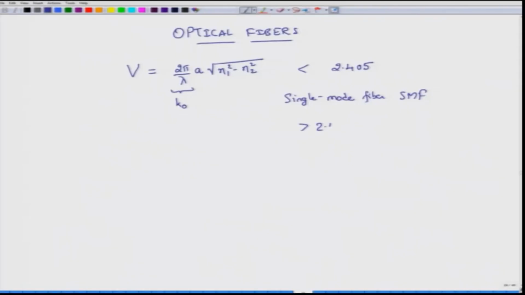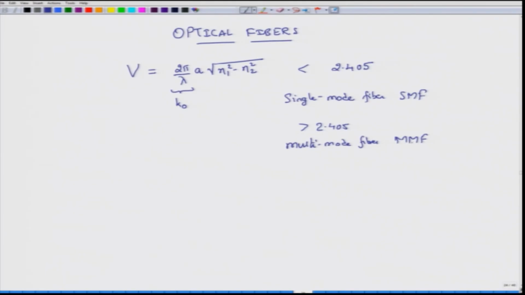G656 is the standard that specifies the properties of the single mode fiber that is used for long distance communication purposes. Now, when this V number exceeds 2.405, which can happen in what are called multi-moded fibers or simply multi-mode fibers, this is abbreviated as MMF. M stands for multi, the second M stands for mode, and F stands for fiber.